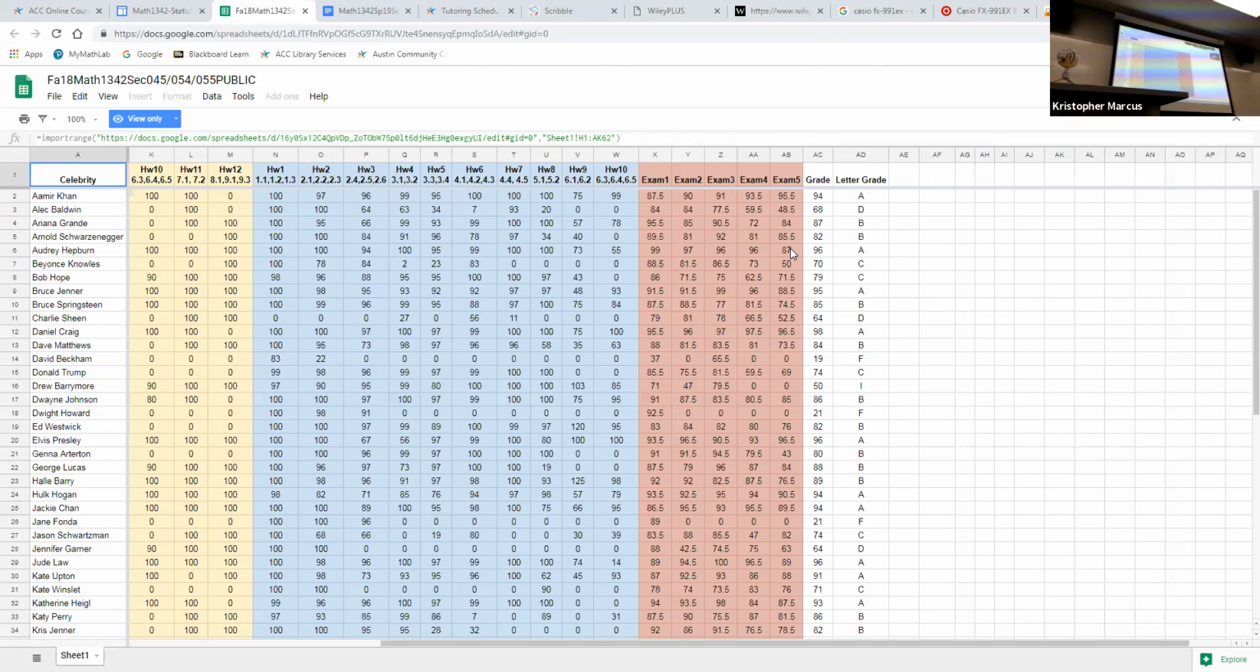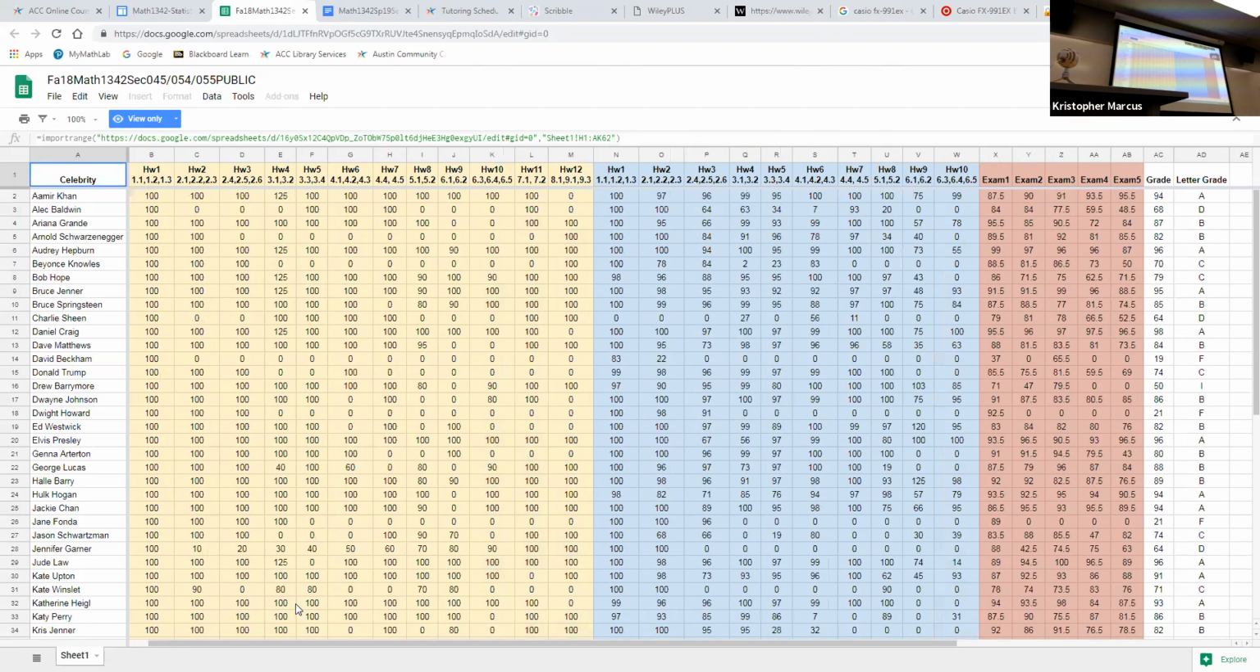At the end of the semester, one of the assignments, your lowest grade, gets dropped. The way that works is over here in the handwritten assignments. Whichever was your lowest will be dropped from the course average. Looking right here, it looks like Bruce Springsteen chose to drop homework 7 because they didn't do it, but they did all the others.